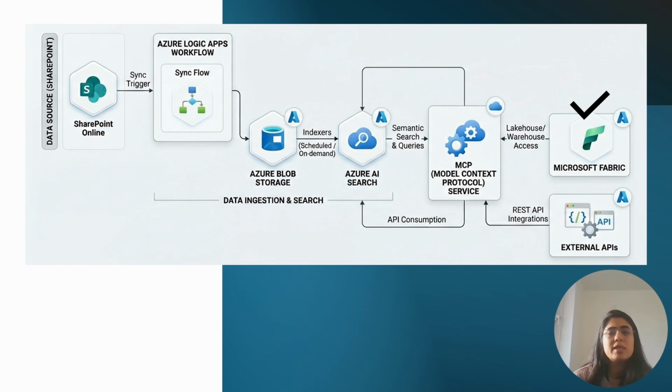Towards the end, we'll integrate a REST API to fetch live exchange rates. For this series, we will use Logic Apps for a simpler, auditable ingestion flow. Alternatively, this file synchronization could be implemented using Azure Data Factory, which supports bidirectional sync between SharePoint and Blob Storage. So let's move on to the Azure portal.